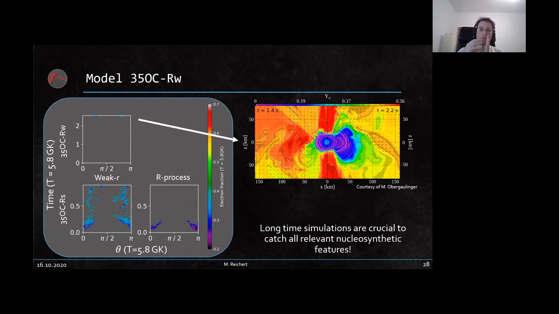And this change of the shape is caused by angular momentum transport of the magnetic field to the outer layers of the star. And basically when this change of the shape happens, neutron-rich material gets ejected. And therefore we have this neutron-rich material here in the ejecta at the very, very end. So, but this also shows that long-time simulations are crucial to catch all nucleosynthetic features in these kind of events.